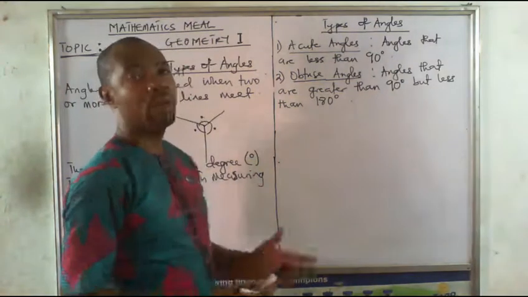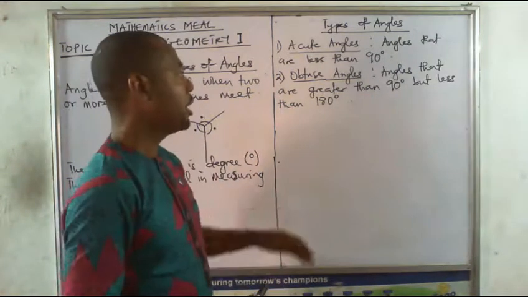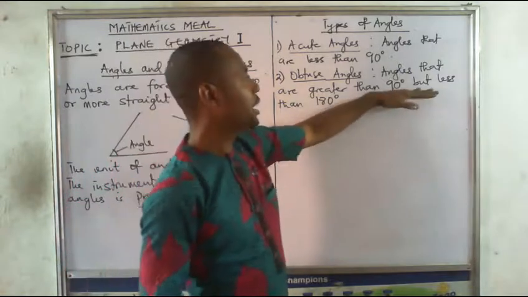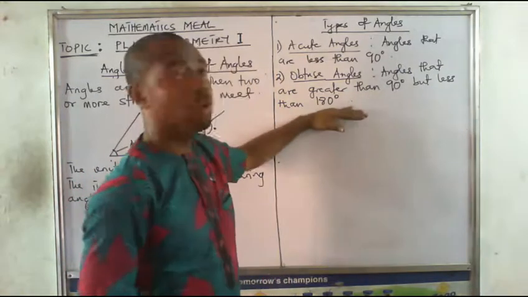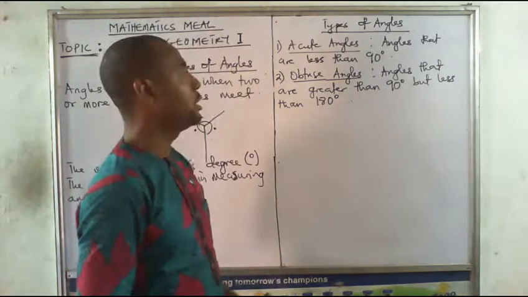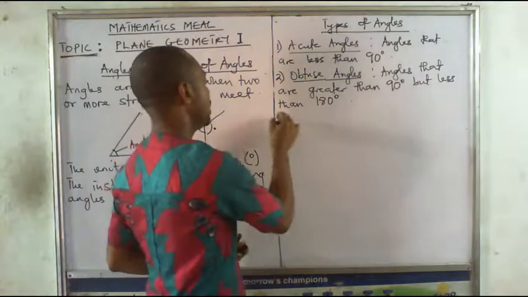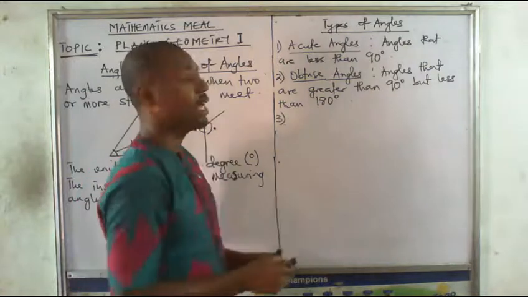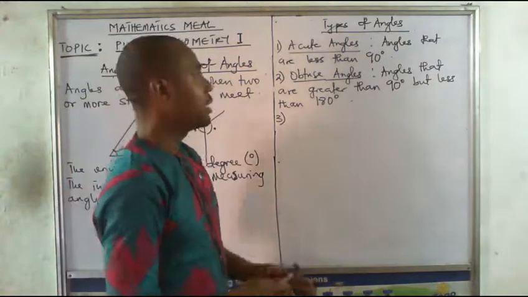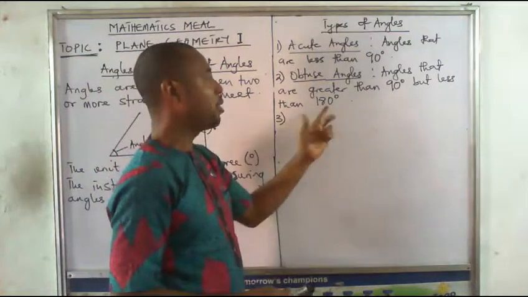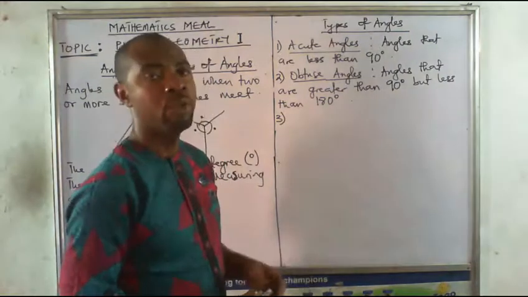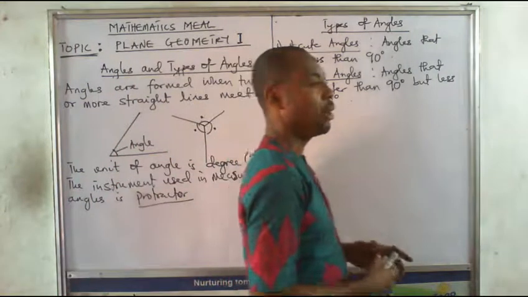So we have an angle like 120. 120 is greater than 90 degrees but less than what? 180. So 120 is actually an obtuse angle. So when an angle is greater than 90 but less than 180, that angle will be what? Will be an obtuse angle.